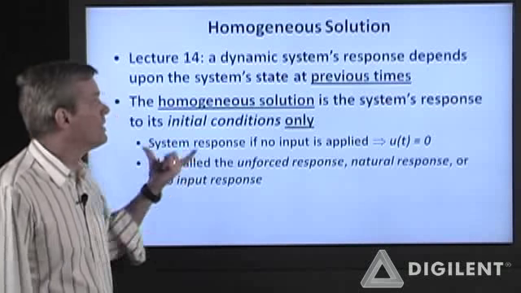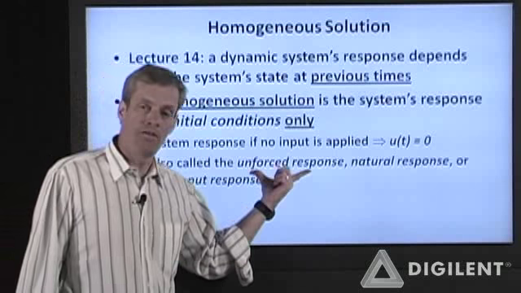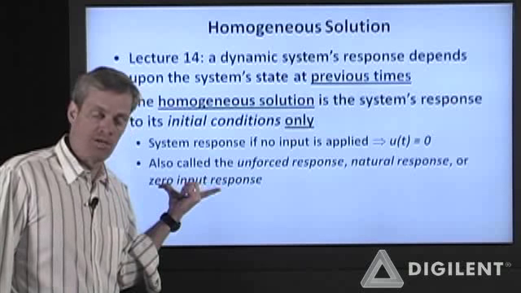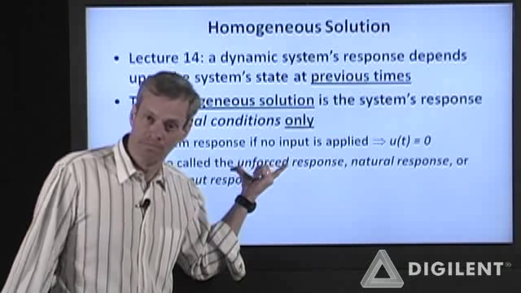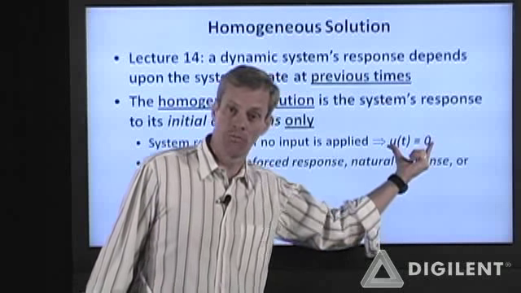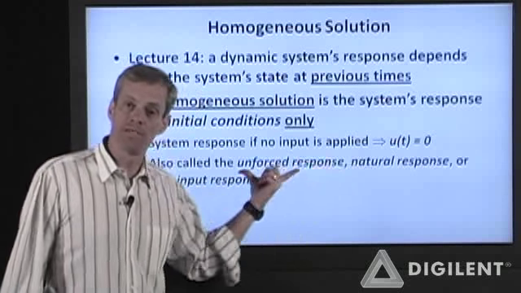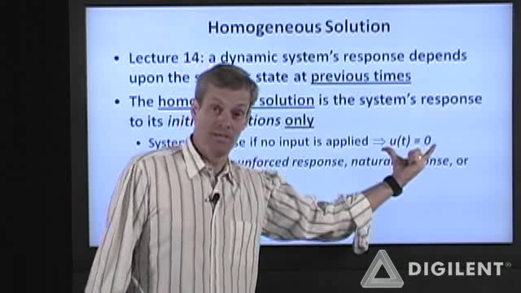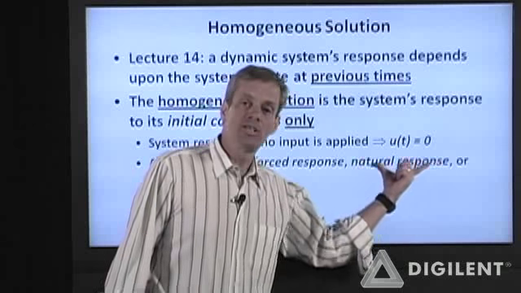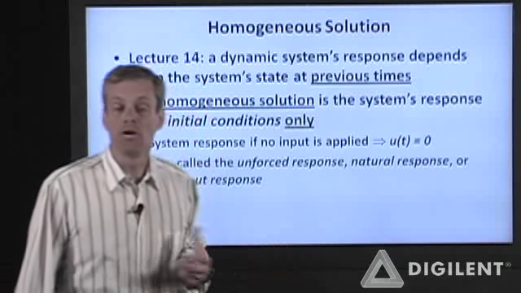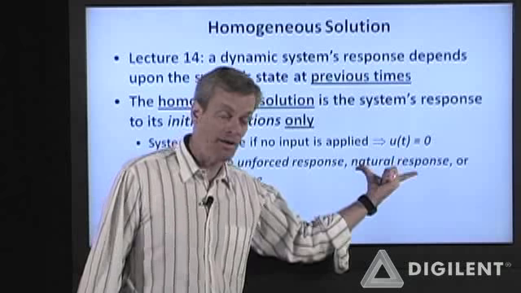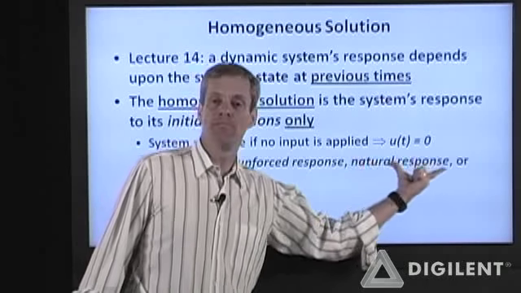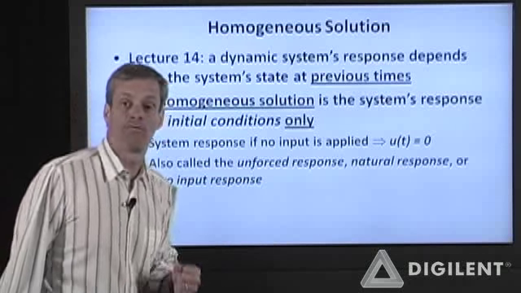Some nomenclature. The homogeneous response is sometimes called the unforced response, the natural response, or the zero input response. It's the unforced term. Generally, u of t is referred to as the forcing function. If it's 0, the system is said to be unforced. The zero input response nomenclature is because the input is 0. I will tend to refer to it as the natural response. It's how the system wants to respond in the absence of you driving it with anything. So this will generally tend to be my preferred nomenclature. Any of the above are fine.